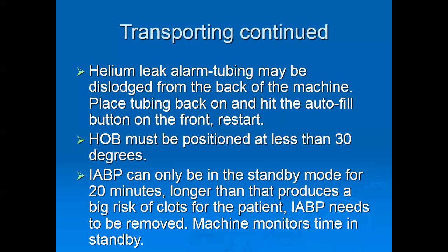It's on the side of the balloon, or the side of the pump, but it's a big catheter coming out of their leg. It can only be in standby mode for 20 minutes. Longer than that produces the risk of blood clots. So just FYI.